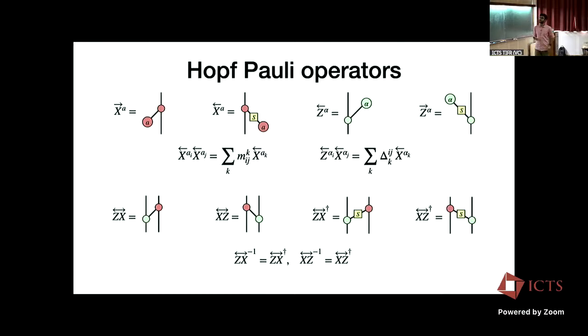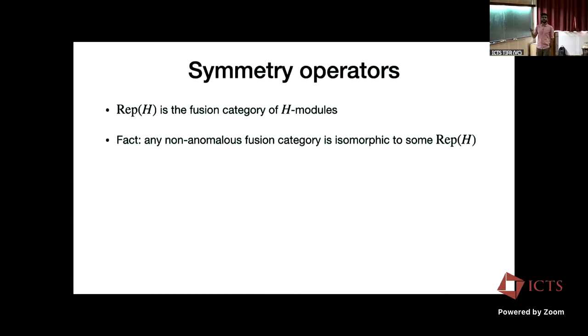I have 4 minutes. All right. So now I want to define symmetry operators out of these local tensors. When I define the symmetry operators, they're going to be labeled by objects of Rep H. Rep H is the fusion category of H modules. It's generalizing representations of groups. And this is a math fact: any non-anomalous fusion category is isomorphic to some Rep H. And this is the crucial result that makes this whole story powerful.